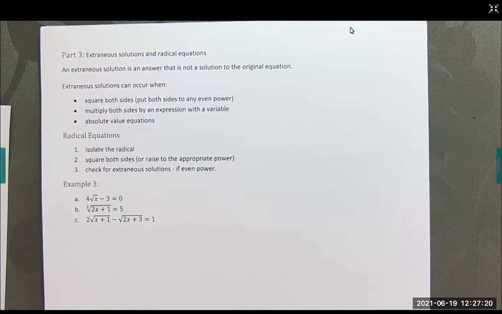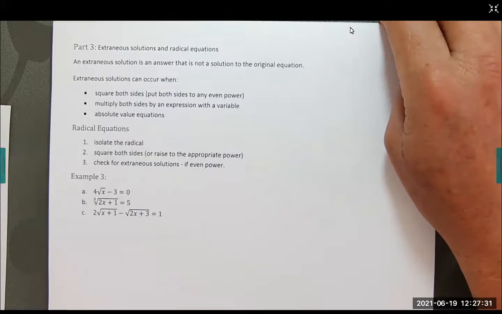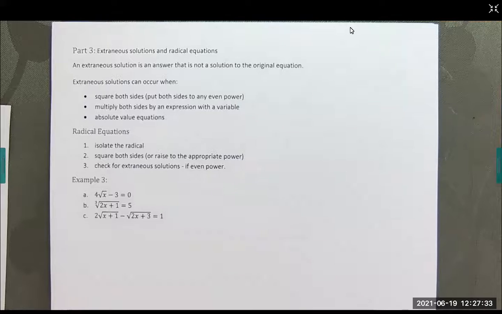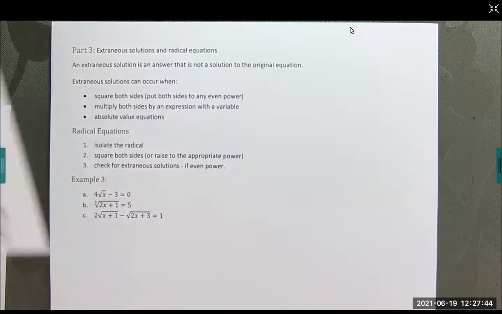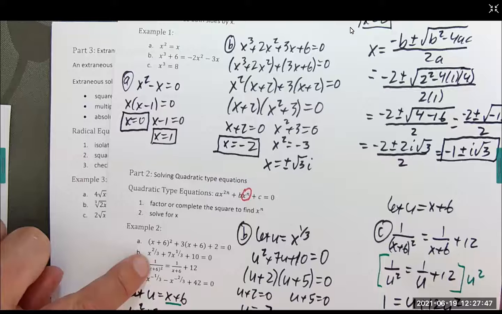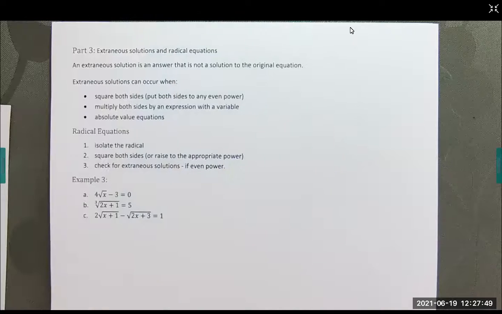All right, part 3, extraneous solutions and radical equations. An extraneous solution is an answer that is not a solution to the original equation. This pops up sometimes when we do things to solve these equations, we've actually added something to the problem that wasn't originally there. And so we have to be careful with that. So with radical equations and rational equations, those are the ones with the crazy fractions like we just did a second ago, then sometimes we end up with an answer that really isn't an answer. So we have to be really careful.